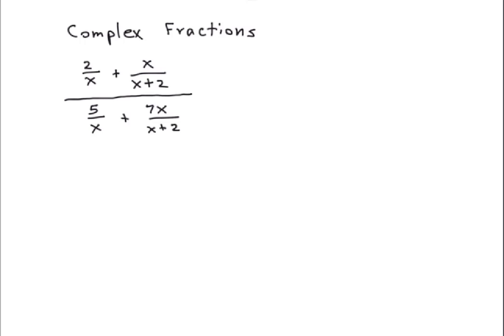And so what we're going to be looking for is the LCD over the entire fraction, and in this case our LCD is x plus 2. And what we're going to do is multiply the numerator of the fraction and the denominator of the fraction by this value. And since we're doing the same thing to top and bottom, it's not going to change anything.